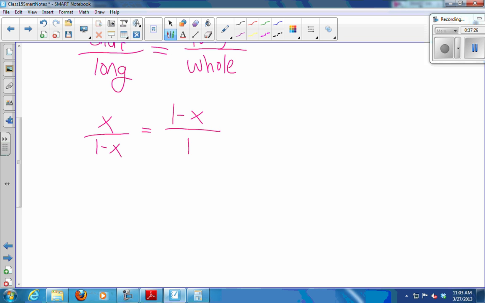I have this proportion to solve. Once I solve it, I will know where to make the cut in the prettiest place possible. So how do you solve a proportion? I've got to find the value of x. That's my goal. How do I do it?